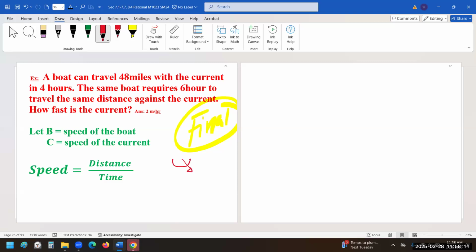Now, if you travel with the current, so the current is moving this way, and you are also moving this way. So if you go with the current, you cross 48 miles in 4 hours.